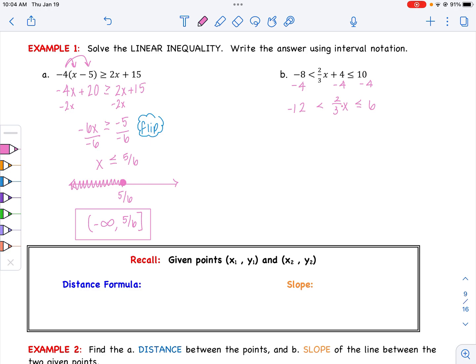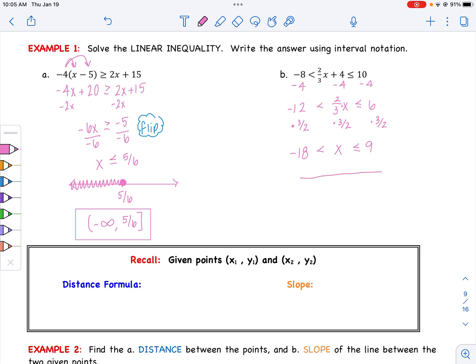Undoing a multiplication of 2/3 would be dividing by 2/3. When you divide by a fraction, though, you can also multiply by the reciprocal. So I'm going to decide to multiply by that reciprocal here and multiply all three sides by 3/2. So I'll say it again. Dividing by a fraction is the same thing as multiplying by the reciprocal. When you do so, -12 times 3/2 is -18. The middle would just be x. 6 times 3/2 is going to be 9.